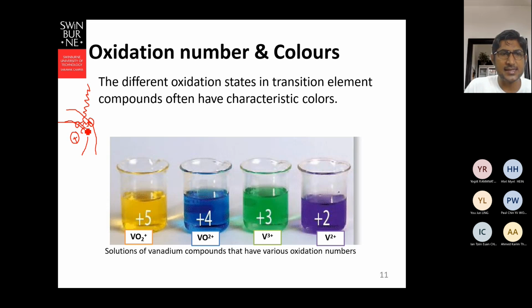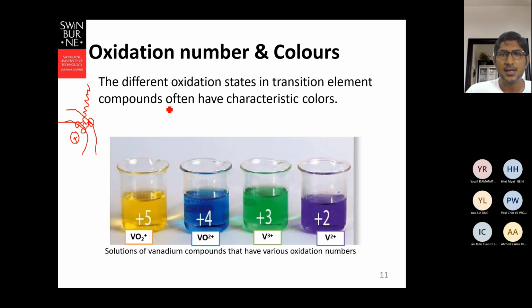Since it has a different oxidation state, it has a different number of electrons in the outer shell of the atom for that element. With a different number of electrons, the orbital energy changes, and it absorbs different energy. Sometimes it needs very high energy, sometimes just enough energy to be excited. So depending on the energy, we see different colors of the transition state metals.